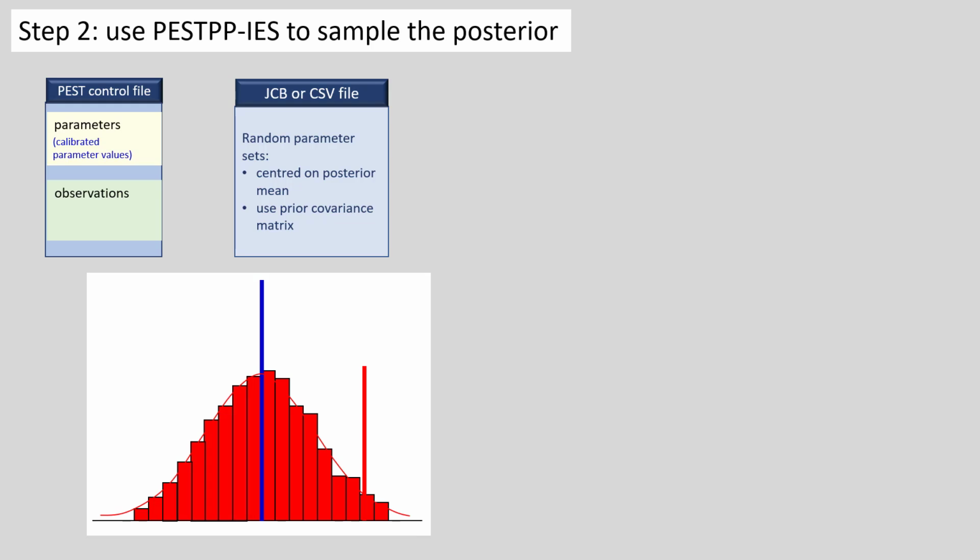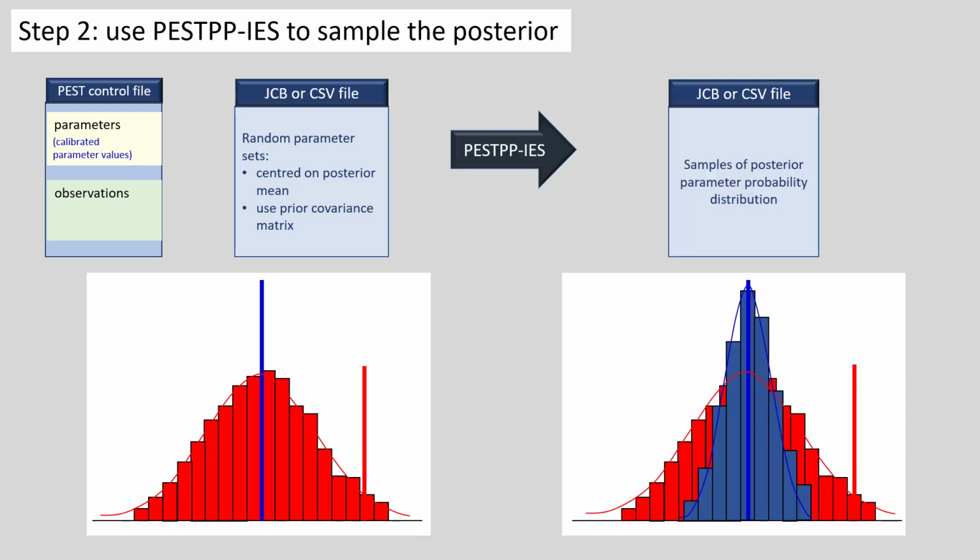Experience shows that PEST++ IES can then rapidly adjust these samples until they fit the calibration dataset well, and will often retain nuances of model to measurement fit which were discovered during the preceding calibration process. So effectively we end up with, after IES has improved the fit of the sampled realizations, a posterior probability distribution that will then be much thinner.